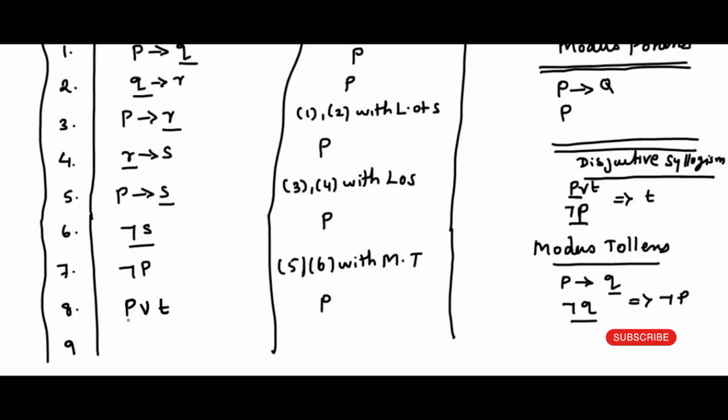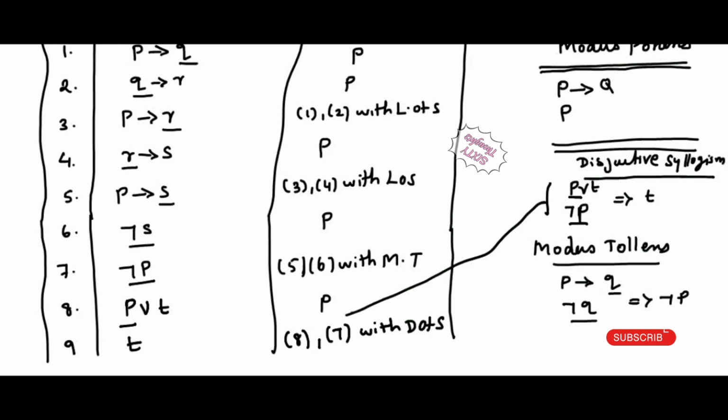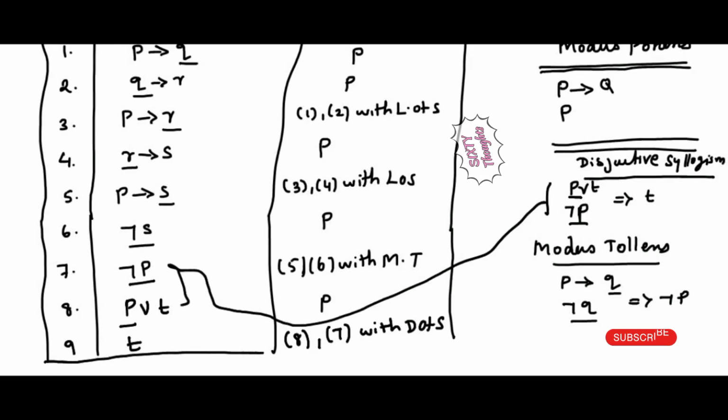So we consider step number 8 first, and step number 7 as the second statement. So we get the law of disjunctive syllogism. That means P, negation P, right? The reason is step number 8 first, step number 7, with disjunctive syllogism. So using these two steps, we get the final answer. Our answer is the conclusion statement, that is nothing but T.